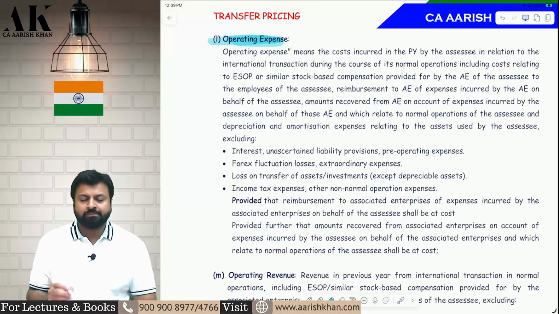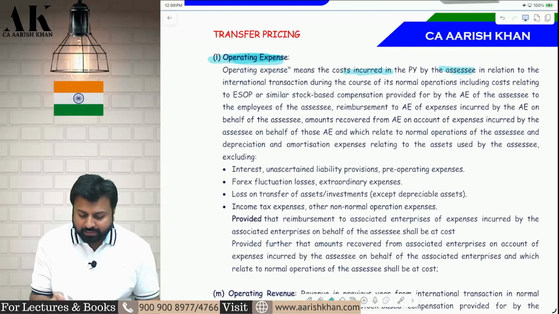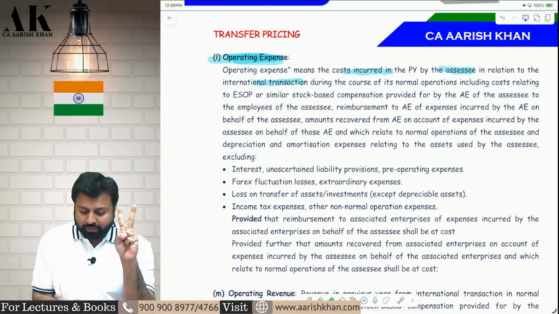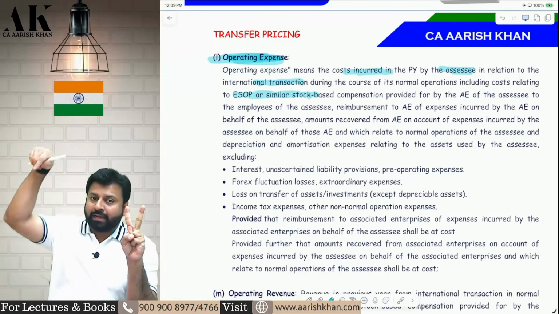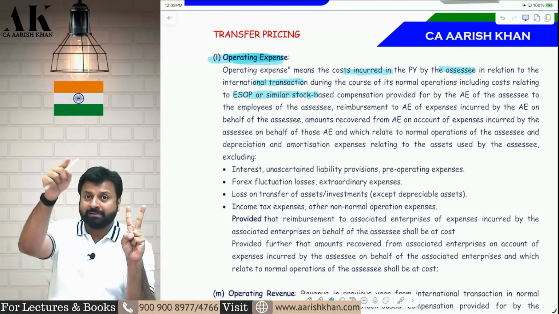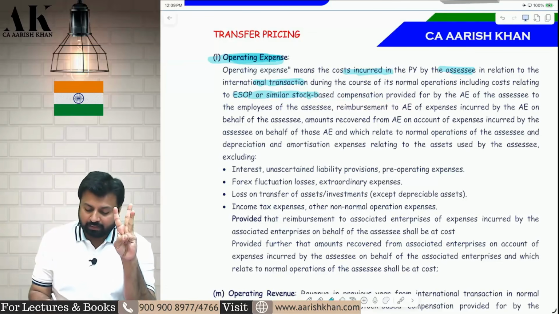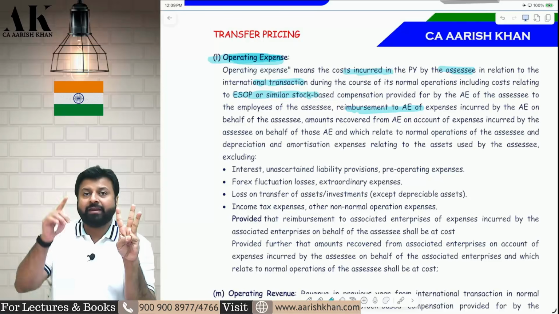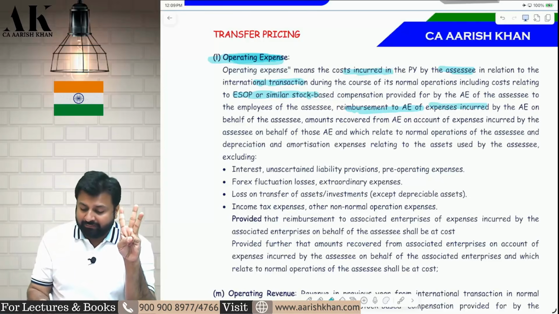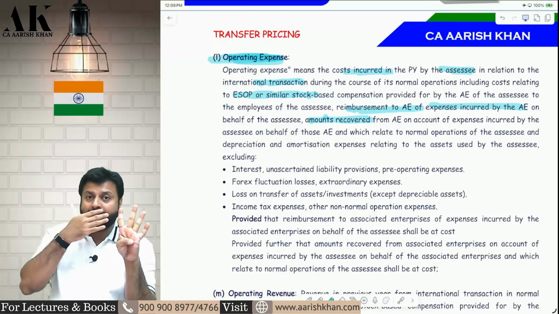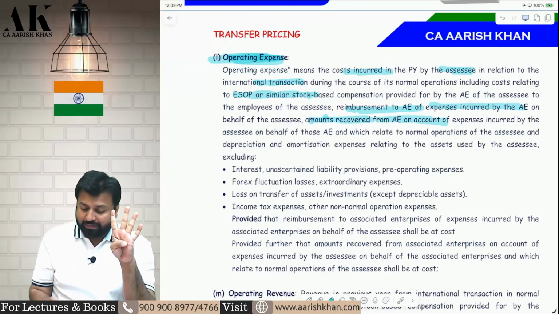Sir, what does expense include? Expense will include all costs incurred in relation to the international transaction. Point number 1. Count with me. Second, it will also include the ESOP provided to our employees by the associate enterprise. Third, reimbursement to AE. If AE has incurred some expense on our behalf and we have given them some reimbursement. Fourth, if we have incurred some expense on their behalf, the amount recovered from AE. So all these things are covered.